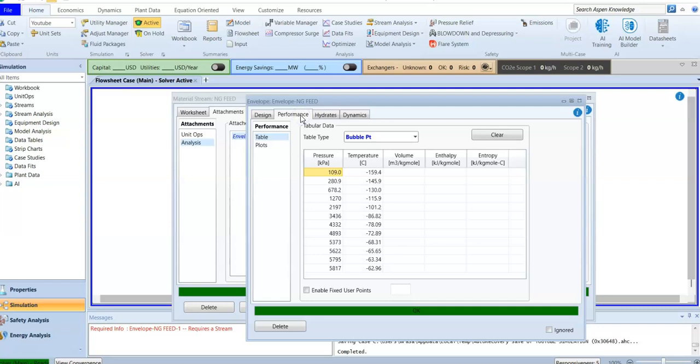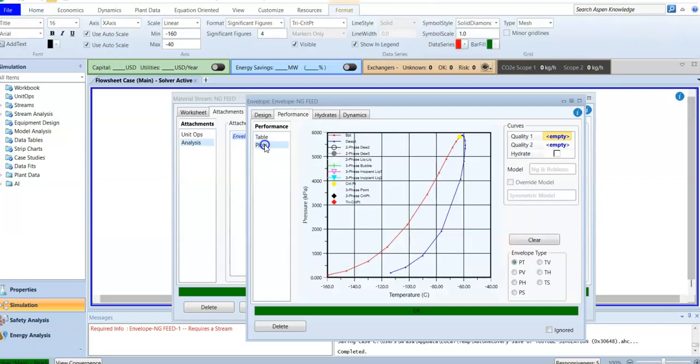If we look at the performance, it could be displayed as a table or a plot. The plot will always make sense, that's why we always choose the plot. This is the plot similar to the ones that we have been seeing. So the red one is the boiling point curve. Here at lower temperature we have a liquid. The bubble point here is the curve where we are transferring from a liquid to a liquid and a vapor.